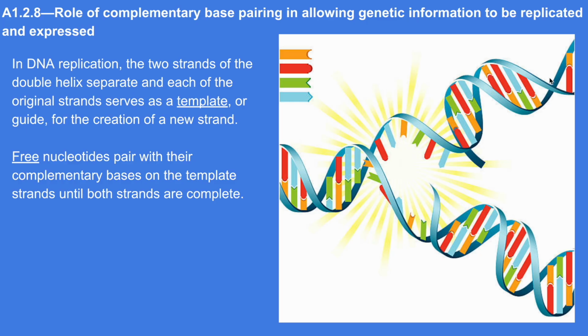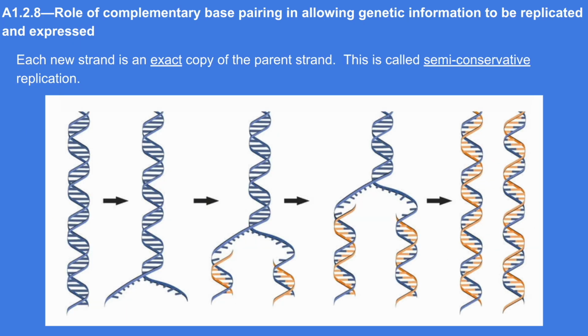And when that happens, we're left with 2 strands. They're identical to each other, and they're also identical to the parent strand. These are both exact copies of the strand we started with, and we call it semi-conservative replication because each new strand consists of 1 parent strand and 1 new strand.